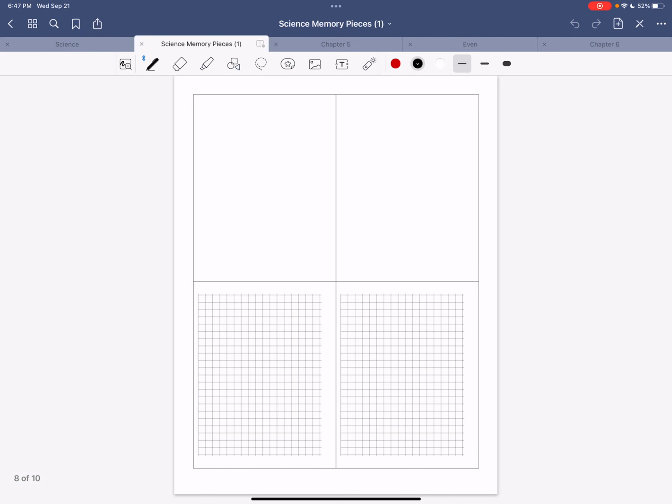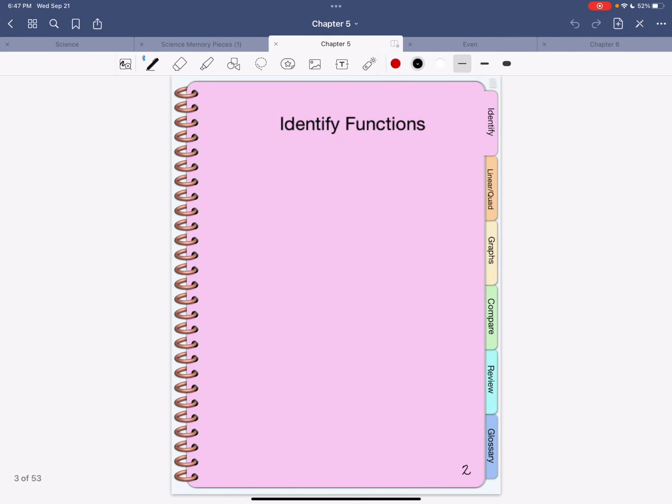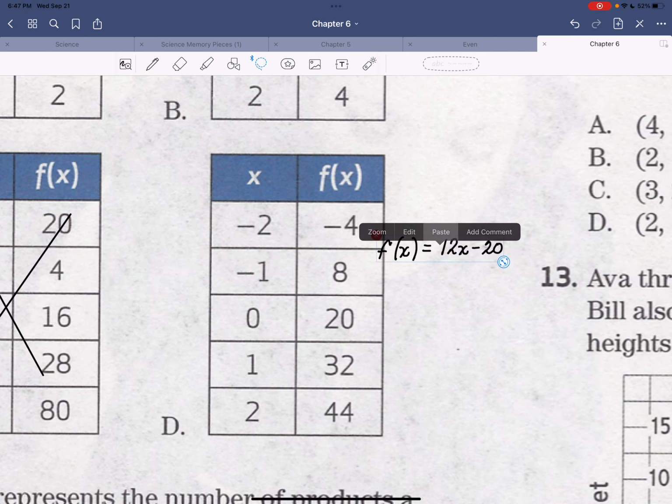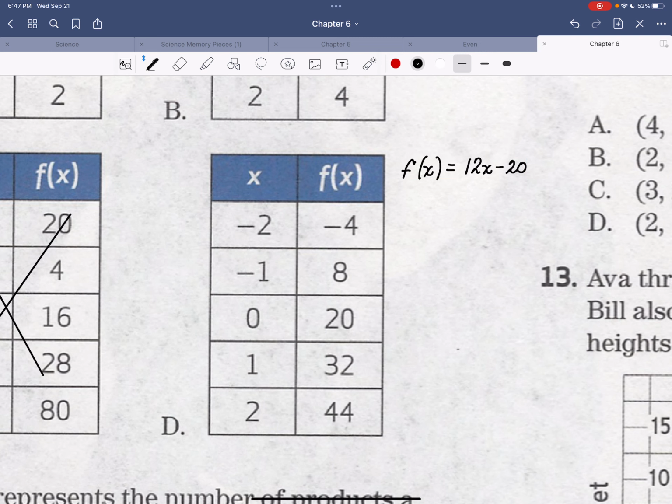And then finally, let's check. Oh goodness, what did I hit? I don't know what I did. Sorry. I was trying to paste it and I hit something.